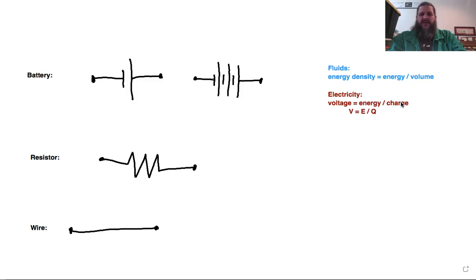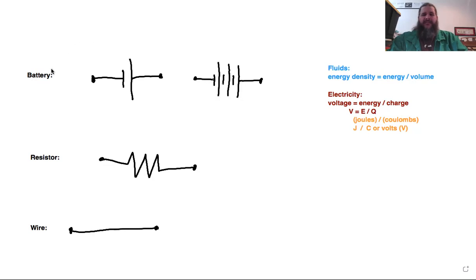Charge is generally measured in units called coulombs, generally abbreviated as a capital C. So voltage, that is energy over charge, would be measured in joules per coulomb, J over C. And that is abbreviated as volts. So joules per coulomb is abbreviated as volts. And that's the same volts you see on battery labels. Like if a battery is labeled 9 volts, that means it provides 9 joules of energy to every coulomb of electrons that flow past. And that's really all a battery does.